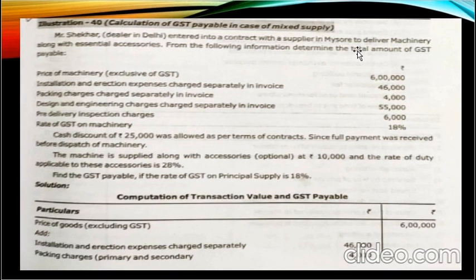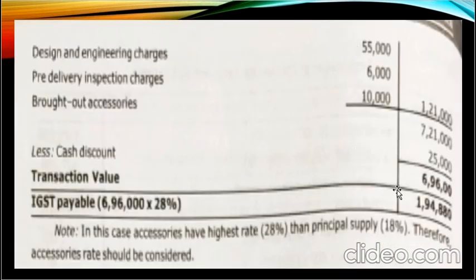So Delhi and Mysore are two different places, so IGST will be imposed. So it is very important to know what kind of GST it is. So IGST is directly 28%. So the IGST payable is 1,94,880.